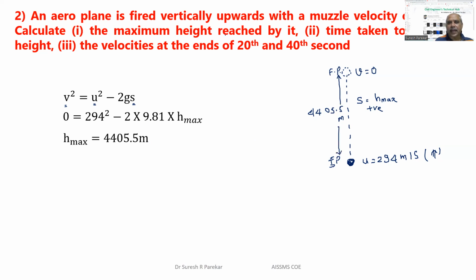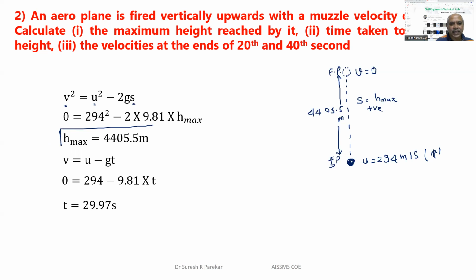Now second is the time taken to reach this height. We can use V equal to U minus GT, where V is 0, U is 294, G is 9.81, and we get the value of T as 29.9 seconds. So this is one answer, and this is for the second.